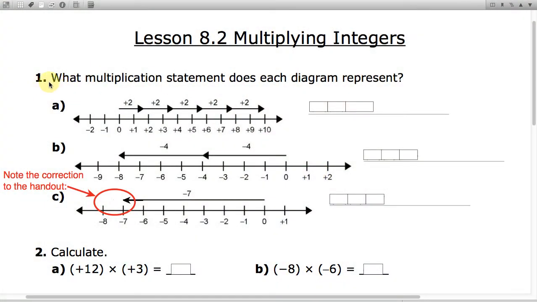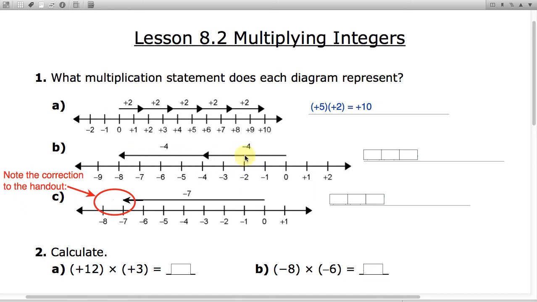So we're looking at some multiplication statements that are being represented by arrows on number lines. We'd like to know what each one is. So the first one, you can see that we have 1, 2, 3, 4, 5. So we are adding together 5 groups of size positive 2 each for a total value of positive 10. Now in the second one, there are only 2 arrows.